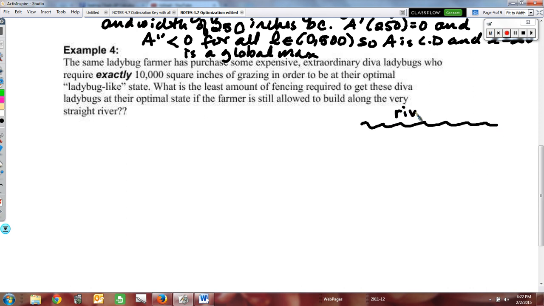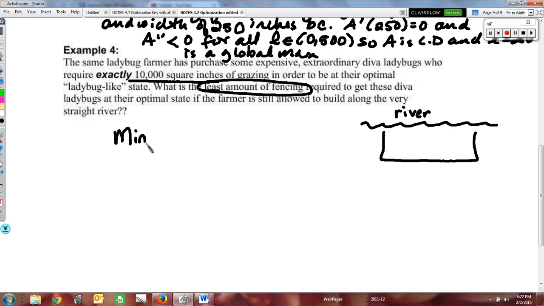We have our ladybug rectangular fence we're going to make along the river, except now these diva ladybugs require exactly 10,000 square inches of grazing, and they want to know what is the least amount of fencing required to get them to their optimal state. So again, you start with what you're trying to max or minimize. Now I'm trying to minimize the amount of fencing.